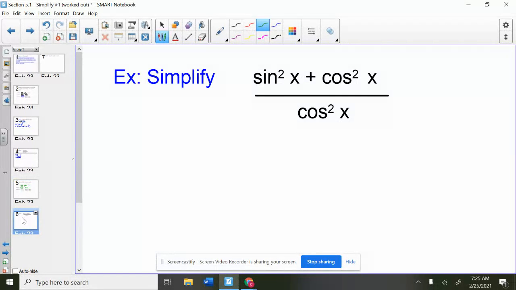So let's look at another one. Sine squared plus cosine squared over cosine squared. So first off, if we did that strategy, honestly, right now, that wouldn't help. Why not? Well, they're already in terms of sines and cosines. So that doesn't help me. Okay, well, there's something there.